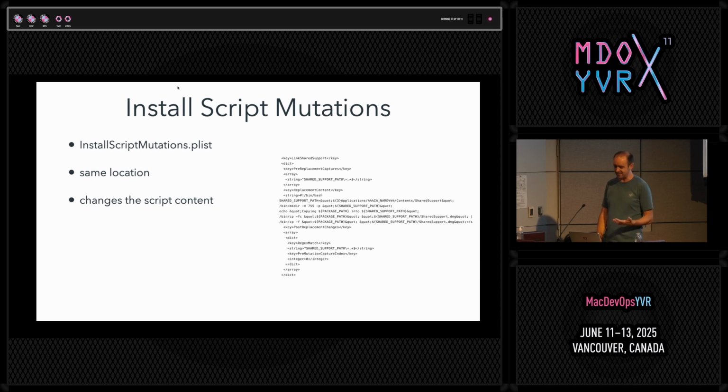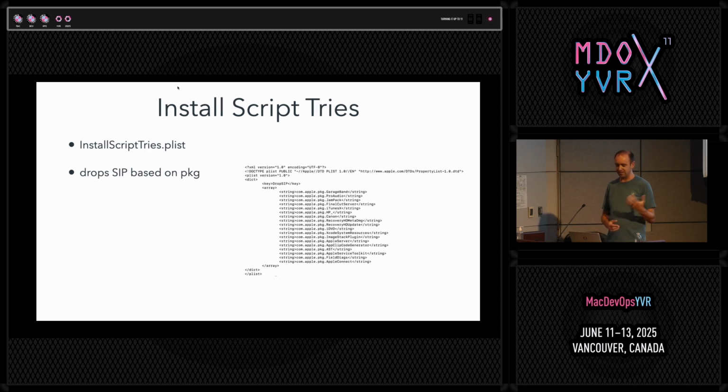And the latest addition to this is the install script tries, which is probably the best solution, where they just say, okay, if this is the package, just drop SIP. We don't care about the script or anything. They don't need SIP bypass privileges, so yeah, just drop it.